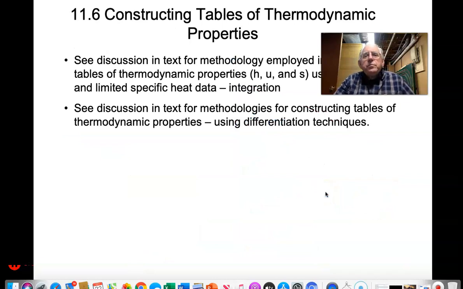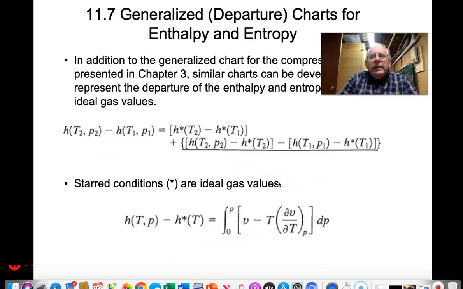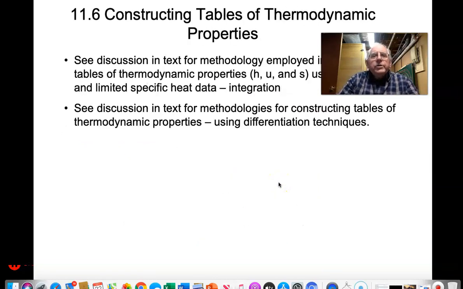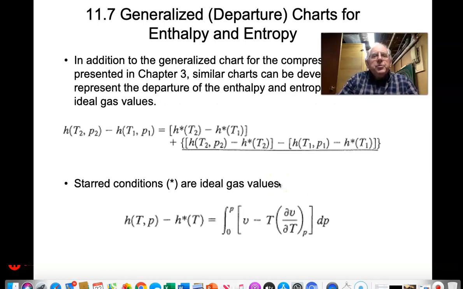Okay, so with that in mind, we're going to stop at this particular point, and we're going to pick up next time on the compressibility charts, or the generalized charts for enthalpy and entropy based on the compressibility charts.